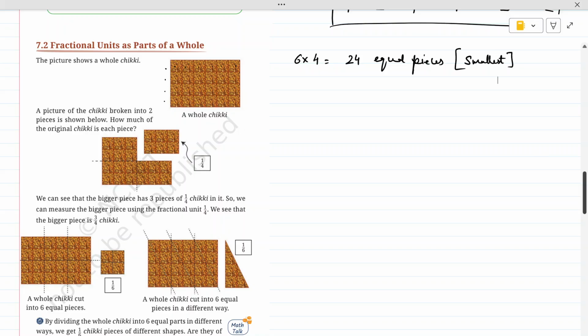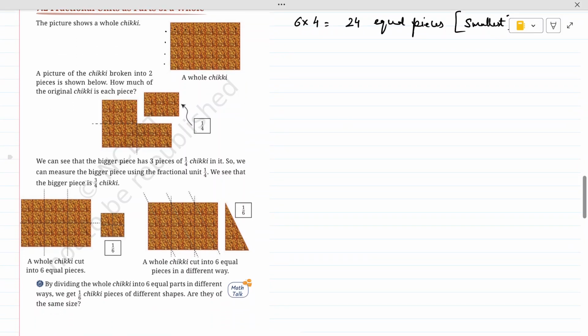Now what they have done is, here they have divided this chicky into two parts. This is one whole part and this is the other part. What we have to do is find how much of the original chicky is each piece. If you see here, they have divided it into 4 equal parts: 1, 2, 3 and 4. And this is one part of those 4 parts. So this is 1, and the whole was 4 equal parts, so this part is 1 by 4.